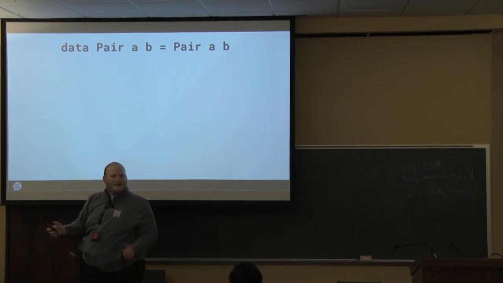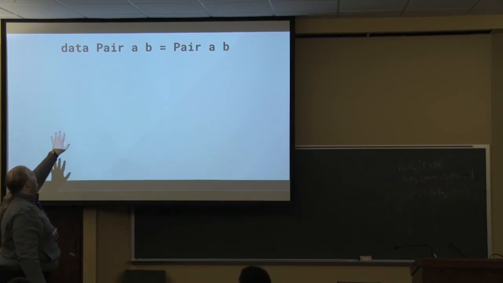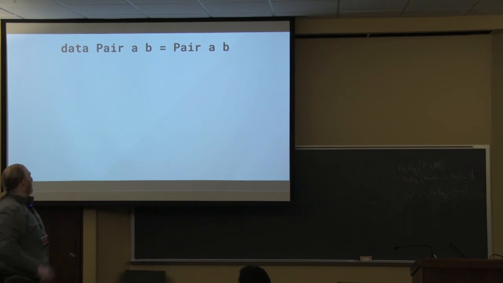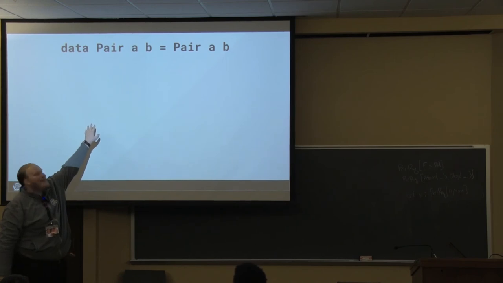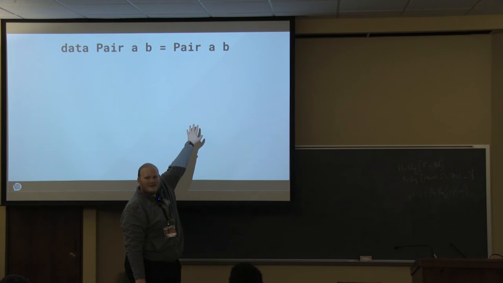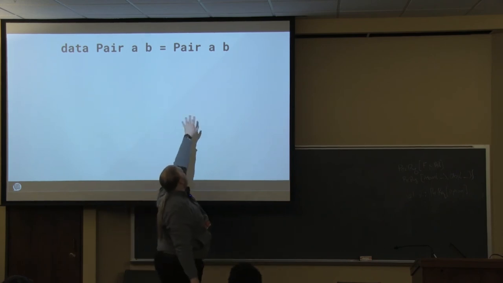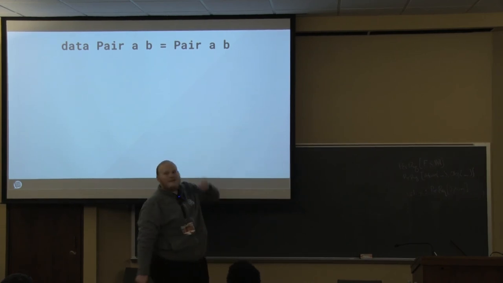This is very much Haskell syntax about types. This isn't a function. Data Pair. Right, so this is saying, data means I am creating a new type. Pair is the name of the type. I take in two type arguments. I have a value constructor that inhabits this type, that takes two type arguments.